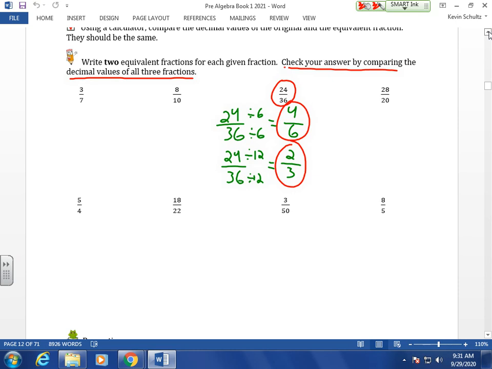I see calculators just sitting on desks. Take it out. Check it. What do we get? 24 divided by 36, 4 divided by 6, or 2 divided by 3. What decimal value do we get? Yeah, 0.6 repeating. Okay, there is a 7 at the end of the calculator, but why is that?